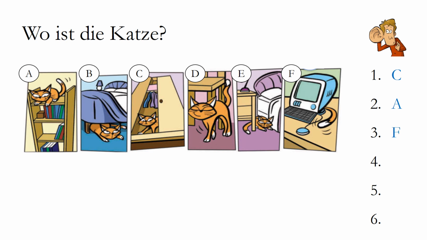3. Die Katze ist hinter dem Computer. The cat is behind the computer. 4. Die Katze ist zwischen dem Bett und dem Schreibtisch. The cat is between the bed and the desk. 5. Die Katze ist neben dem Stuhl. The cat is next to the stool or the chair. 6. Die Katze ist unter dem Bett. The cat is underneath the bed.